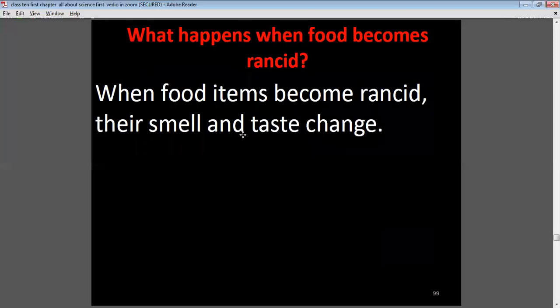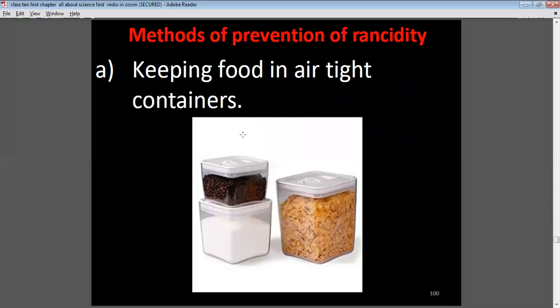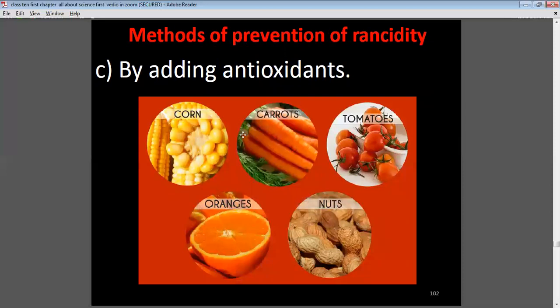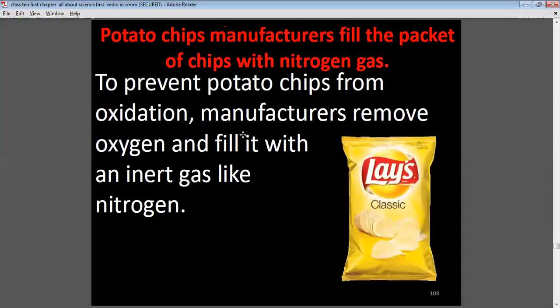What happens when food becomes rancid? When food items become rancid, their smell and taste change. Methods to prevent rancidity: keeping food in an airtight container, filling an inert gas like nitrogen in packets containing food items, and adding antioxidants. To prevent potato chips from oxidation, the manufacturer removes oxygen and fills the packet with an inert gas like nitrogen.